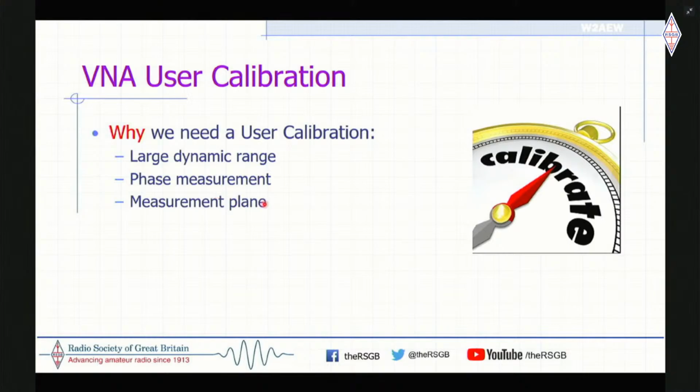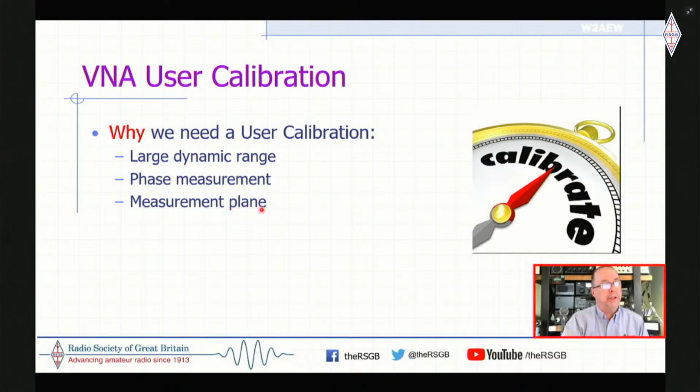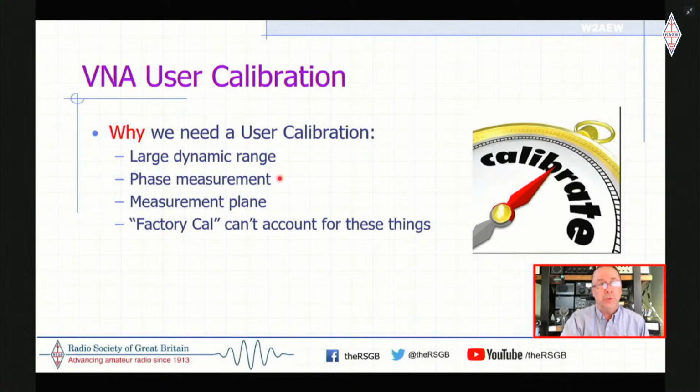So we're going to establish what we call a measurement plane so that we can normalize, if you will, or remove the phase and amplitude response up to the point where I'm connecting to my DUT and establish that measurement plane right at the input of my DUT. So obviously those are things that can't be accommodated for in a factory calibration. It has no idea how you're going to connect up to a DUT, so you can't account for that. So there's a number of reasons why we need to do user calibration.